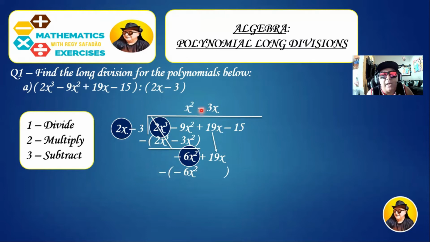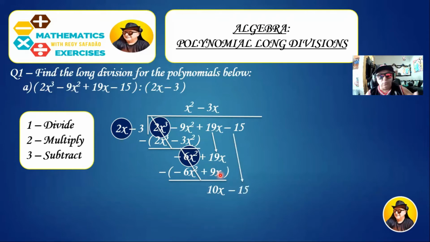Okay, now let's multiply minus 3x by minus 3. Okay, minus and minus is plus. 3 times 3 is 9, so it is plus 9x like this. Okay, now let's operate step 3, subtraction. So see, minus 6x squared plus 6x squared is over because it is 0. And now this is minus 9x. Okay, so plus 19x minus 9x is 10x. All right, now let's write minus 15 down here.